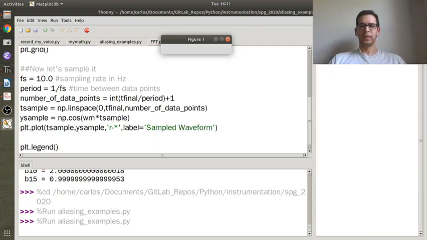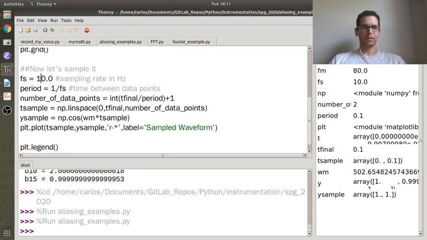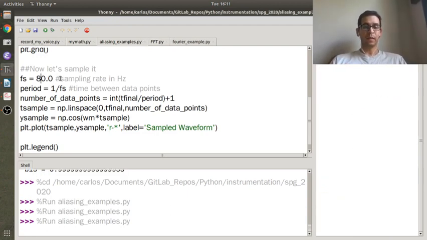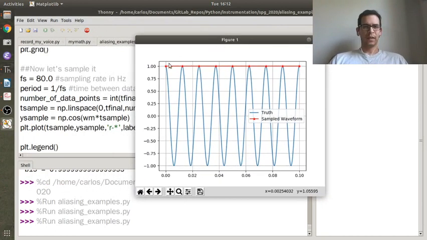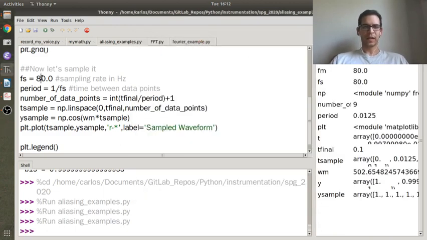So what's the limit? Well, I don't know, it's 0.025, right? So let's sample at 80, let's sample at the same frequency as the input signal. If we do that, you would think that it would look right, but unfortunately, we're sampling at 0, 0.0125, sorry, and then 0.025, and so on and so forth. And we're actually just grabbing the peaks. And so a frequency of 80 is actually not good enough.